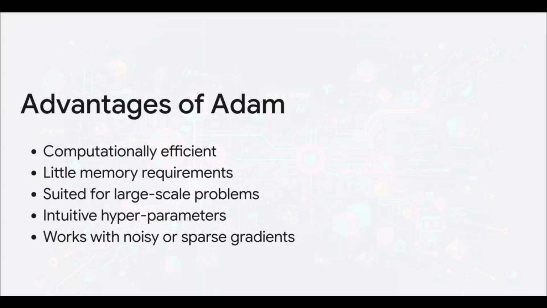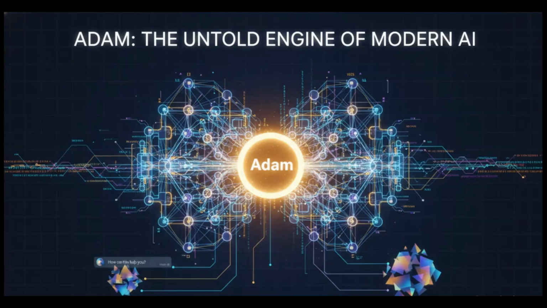And the reasons why are all right there in the paper. Adam just hit the sweet spot for the modern era of AI. It's fast, it doesn't need a ton of memory, so it's perfect for running on GPUs. It handles problems with millions or even billions of parameters like a champ. And maybe the best part? It just works. The settings are super intuitive, which meant researchers could stop fiddling with their optimizer and actually focus on building cool new models. So because of all that, Adam just became the go-to, the default optimizer.